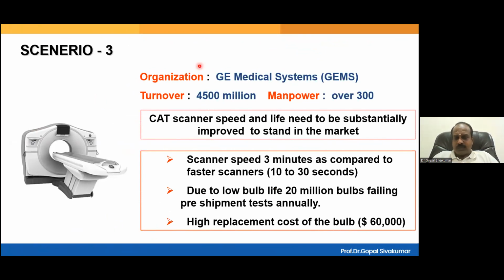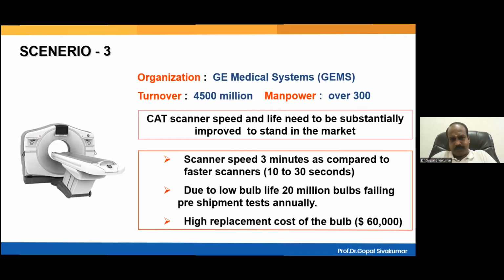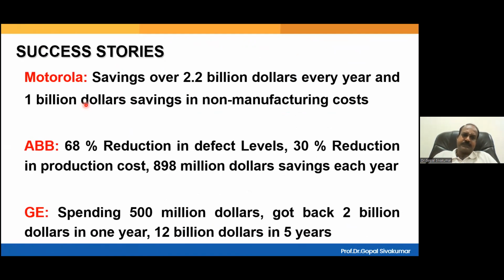Right. So the third company, General Electric. The reason why they adopted Six Sigma is that one of their scanners was taking more time to do the scanning activity. It takes 3 minutes. But for the same operation, the competitor's scanning machine can do it in less than 30 seconds. So this is the reason why General Electric adopted Six Sigma. And now you are seeing the results.